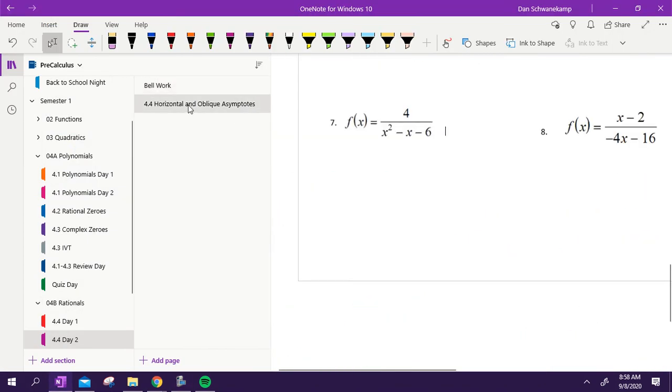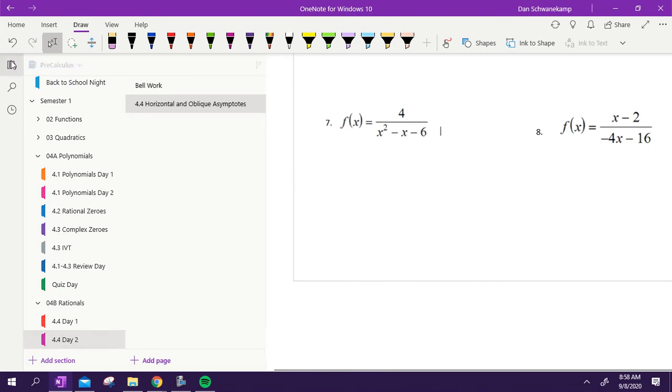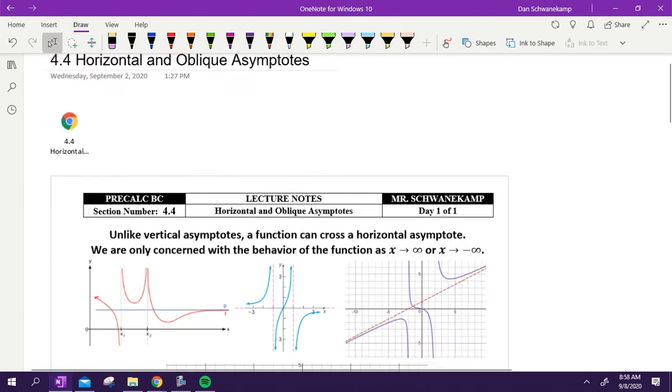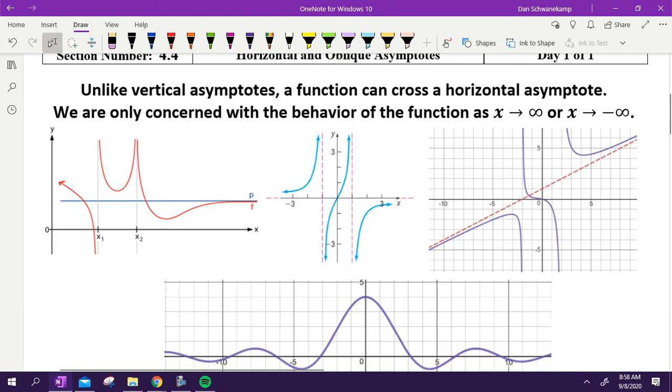Let's look at notes. On notes here, the top here, this is the thing I'm trying to hammer home today. Okay, unlike vertical asymptotes, a function can cross a horizontal asymptote. You absolutely can cross a horizontal asymptote. Horizontal and oblique asymptotes. Those are the two new things we're doing today. It's more about the behavior of your graph as you approach positive and negative infinity. What does this graph look like the further to the left and to the right that I go? That's what a horizontal asymptote is.